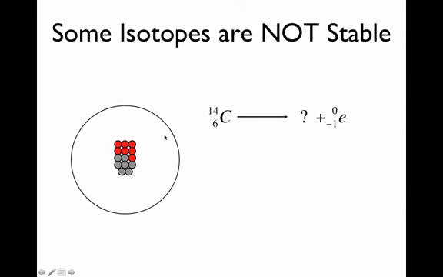And what you say when an isotope turns into a different material, when it turns into a different isotope, is that the original isotope decayed. That's basically what happened to the atom. That's the formal term that you use for saying that one isotope turned into another. You say that the isotope decayed.